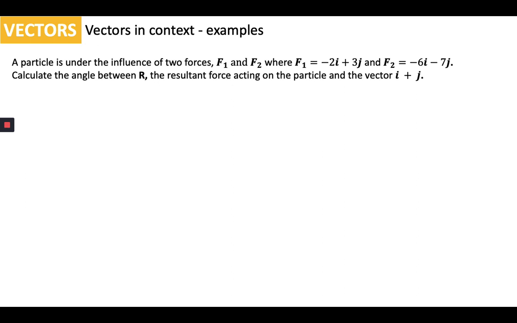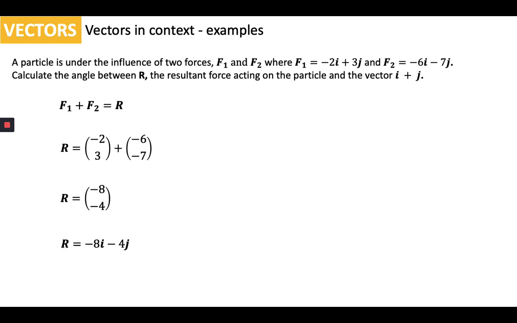So we want to find a way of finding the resultant force, R. Now, we should remember the resultant force is simply the two forces added together. So I've got F1 plus F2 gives me the resultant force, and I can go ahead and do that. I've got negative 2, 3 plus negative 6, negative 7. And that gives me this vector, negative 8, negative 4, which is negative 8i minus 4j. And at this point, we want to find an angle between this vector R and a vector i plus j.